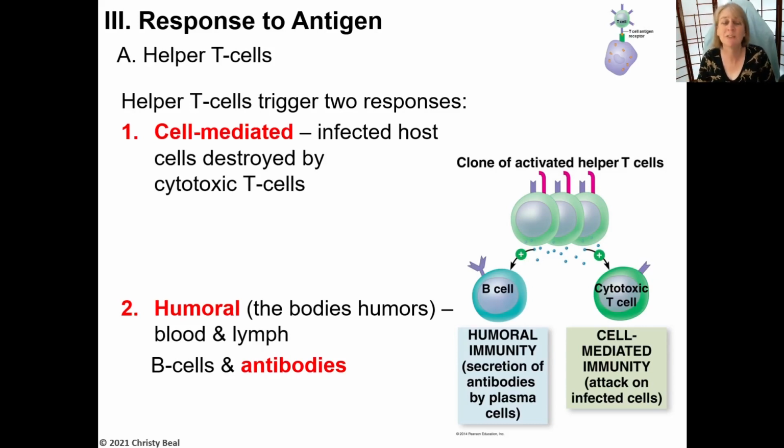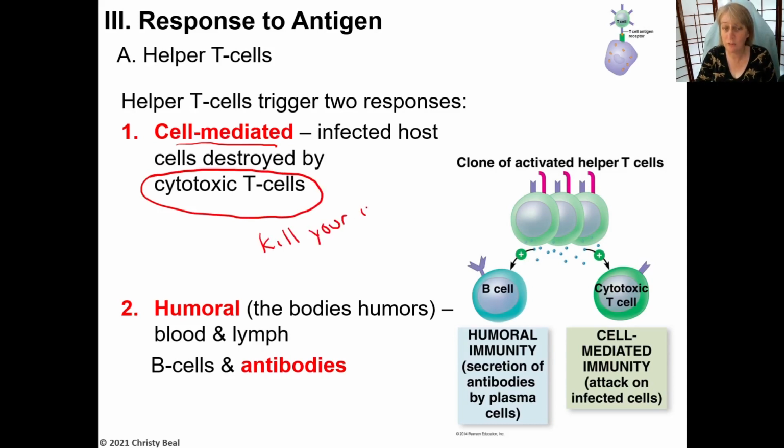These helper T cells, not calling the firemen, but they're actually going to trigger two separate responses. We need to destroy cells that are already sick, and we need to destroy anything that has not gotten in yet that's still floating around in the blood. So helper T cells trigger cell-mediated responses. These are those cytotoxic T cells. These kill your infected cells.